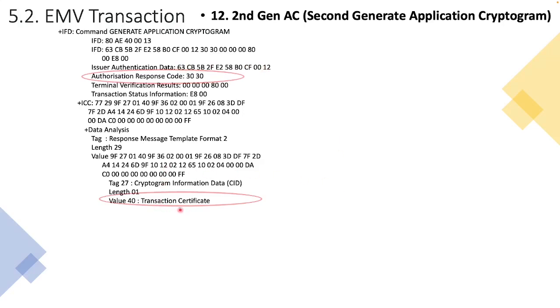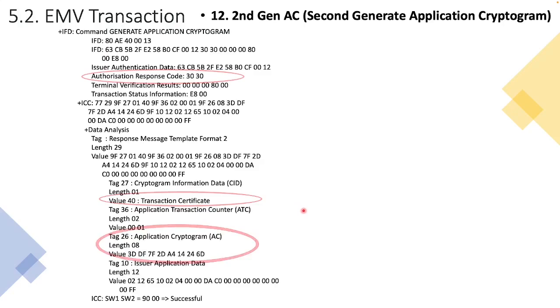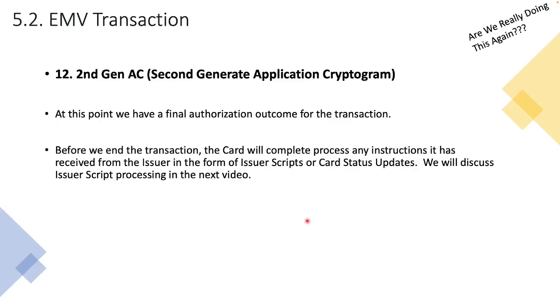And so the outcome of this transaction is a transaction certificate, a TC, or an approval. Okay, so there's your AC, and there's your value there, right? And already the IC just confirmed that it successfully processed what it needed to process as part of second gen AC. So second gen AC was successful, and the outcome was an approval, or TC. Okay, so at this point, what we have is the final authorization outcome for the transaction.